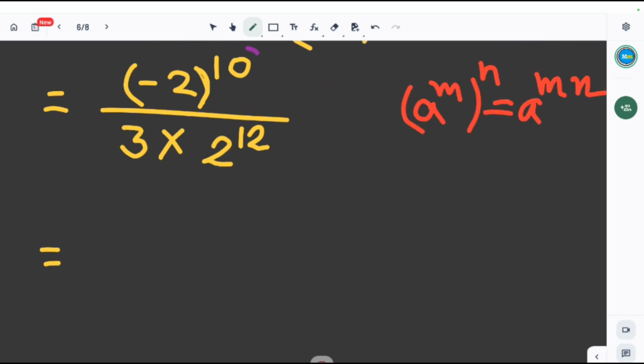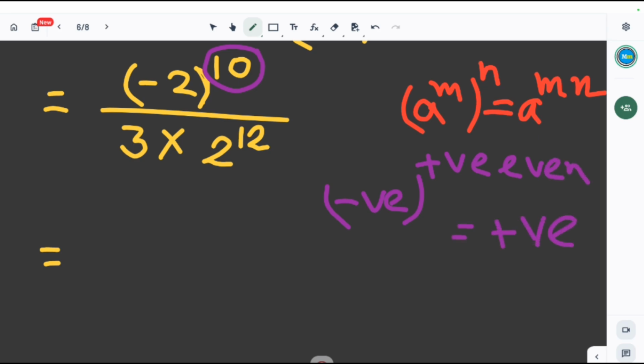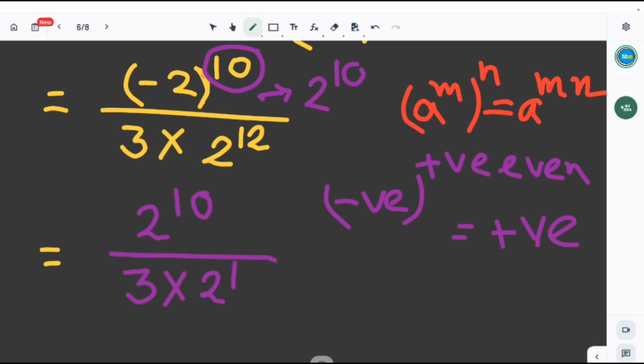So you can see 10 is an even number. So we know that any negative number to the power of any positive even number becomes positive. So (-2)^10 is the same as 2^10. So we can write 2^10 divided by 3 × 2^12.